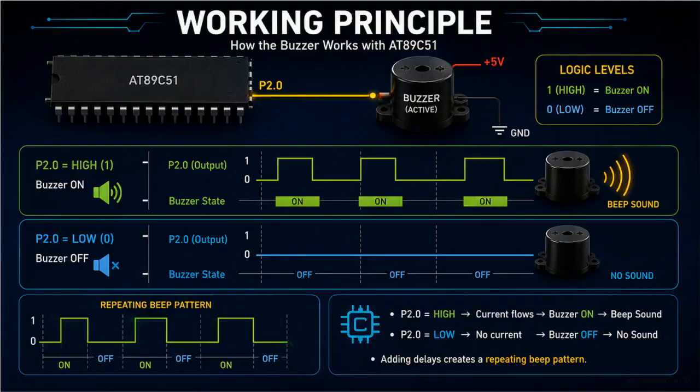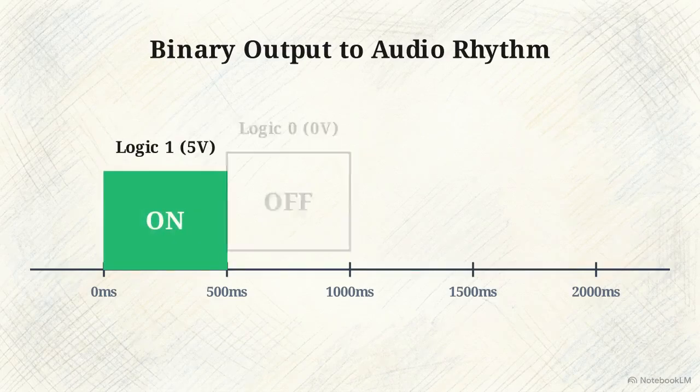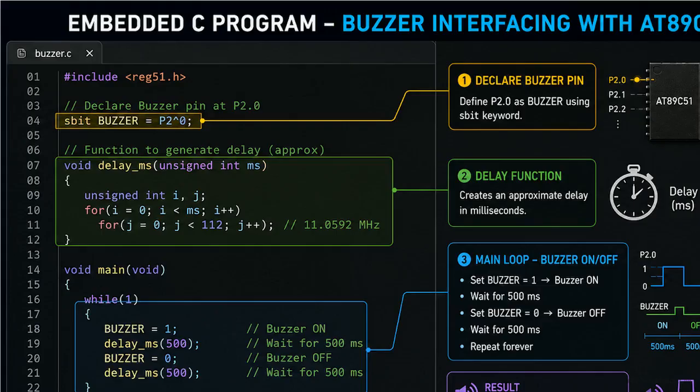To understand how we control that current, this graphic breaks down how digital logic translates into action. When the software sends a logic 1 to P2.0, the chip outputs 5 volts, and the buzzer emits a continuous tone. Dropping that pin to a logic 0 cuts the voltage, and the device goes silent. Alternating continuously between high and low creates a repeating square wave pattern, producing an intermittent beep. Our programming task is to write instructions that toggle these two binary states over a strict timeline to create our desired audio rhythm. Here is the complete embedded C source code required to execute that repeating pattern.